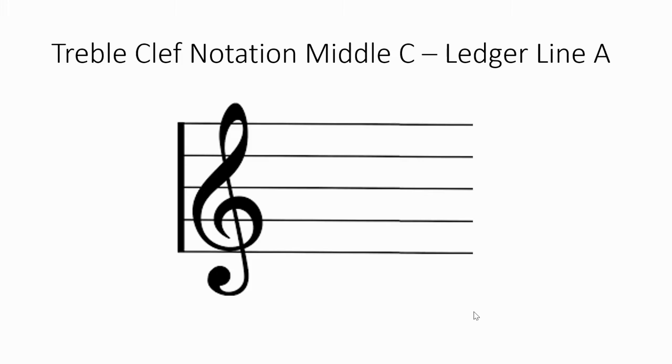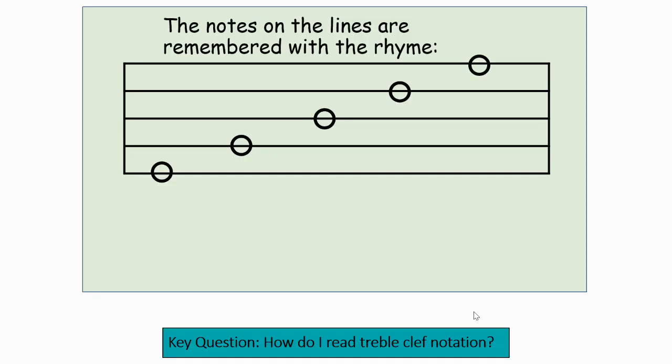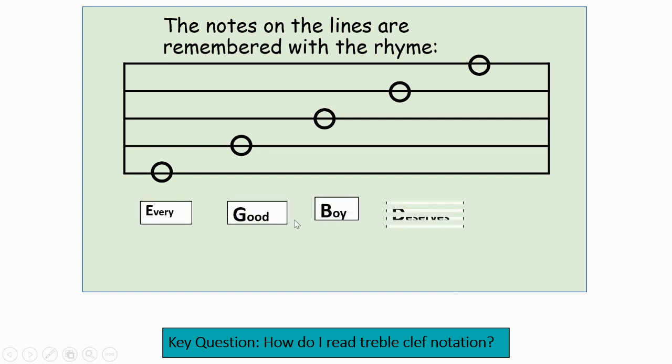Treble clef notation, middle C to ledger line A. Let's recap what we already know. The notes on the lines are remembered with a rhyme. Every good boy deserves football. We know that the note is on a line because the circle has a line going through it. The circle has a line going through it in each of these. And the note is the first letter of each word.